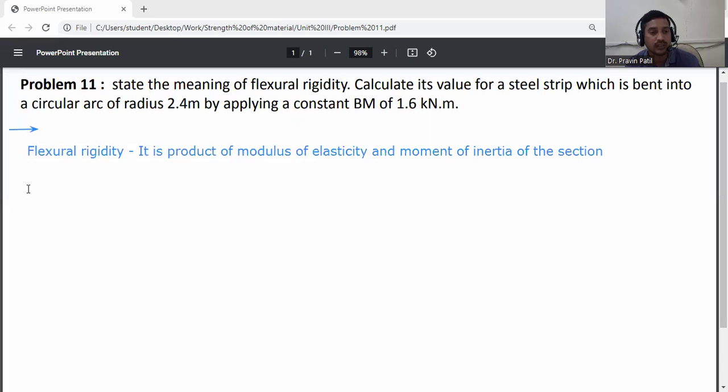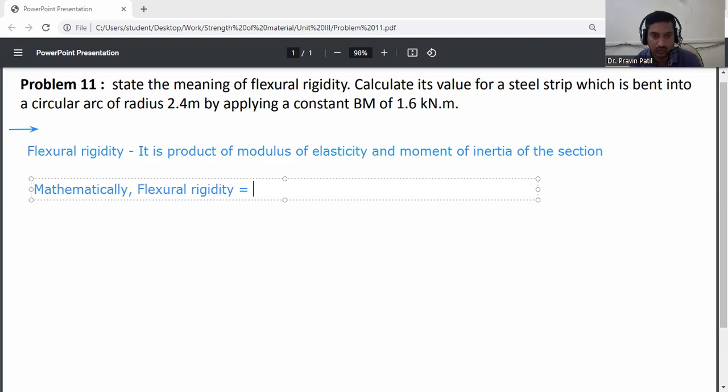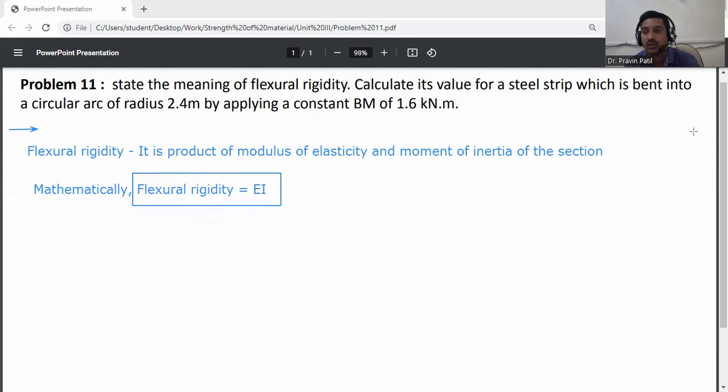So flexural rigidity, mathematically, flexural rigidity is equal to EI. Mathematically, flexural rigidity is EI. So now write down the given data for calculating the value of EI.